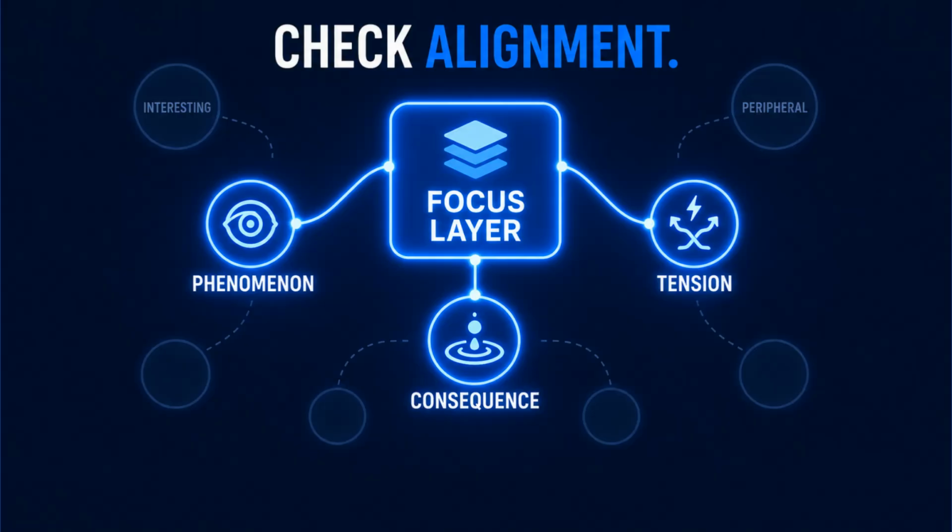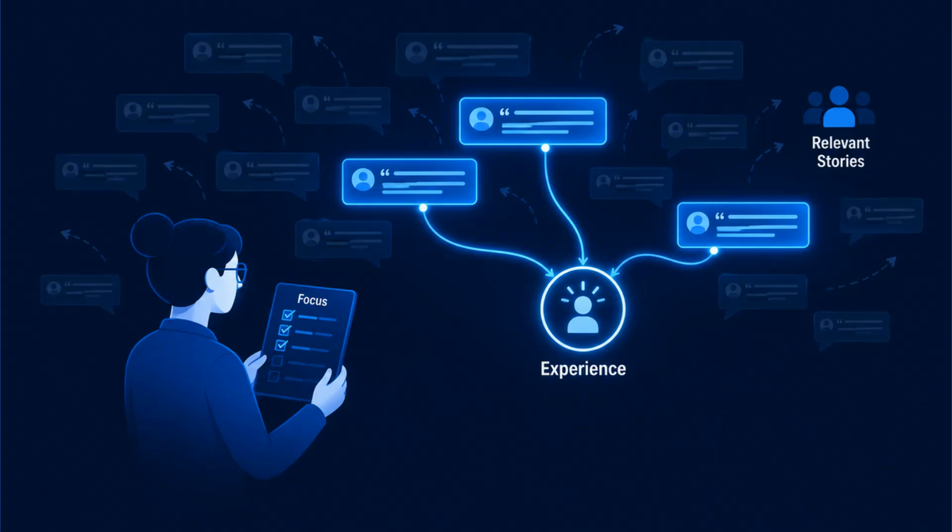Another self-check is alignment. Ask whether the layer helps you understand the phenomenon, tension, or consequence. If it does not help you understand what is happening, where the instability lives, or why it matters, it may be interesting but peripheral. This protects you from collecting unfocused data. A participant may have many meaningful stories. Your job is not to collect every possible story. Your job is to invite the stories that illuminate the experience your study is designed to understand.